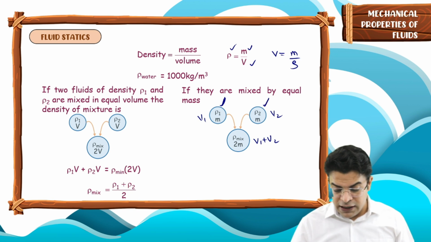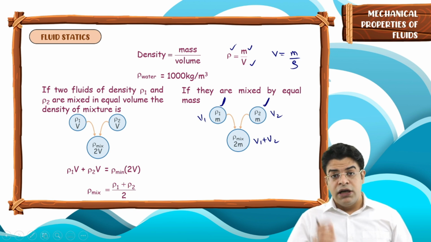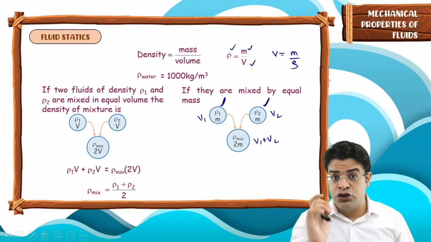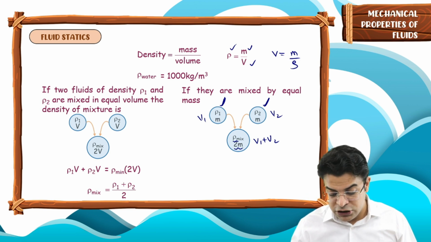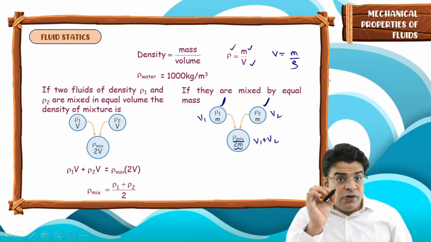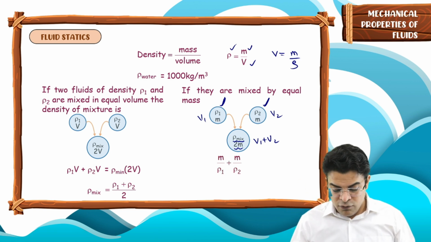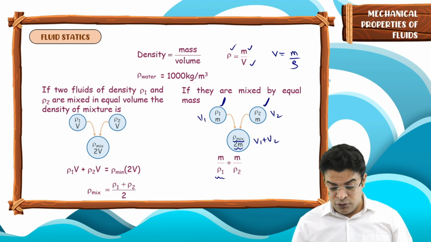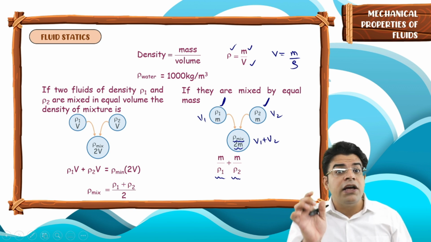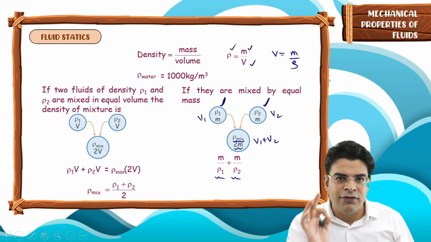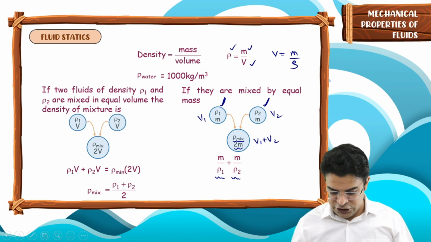The volume of second fluid added is m by ρ2, and the volume of mixture has to be equal to the mass of the mixture upon density of mixture, which will be 2m by ρ mixture. So doing volume balance, you will say volume of first fluid m by ρ1 plus volume of second fluid m by ρ2 has to be equal to volume of mixture, that will be 2m by density of mixture.